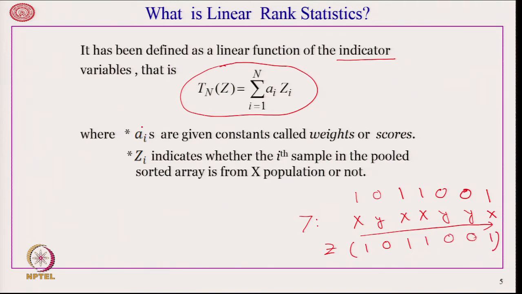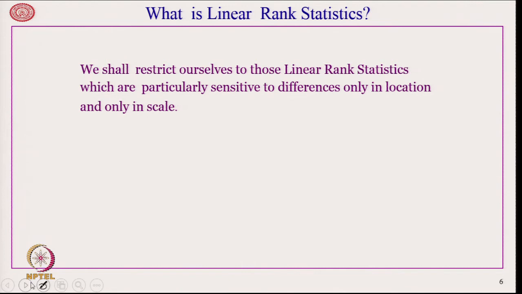Now, what is a_i? a_i is a coefficient. Depending upon the nature of the test, we will use different a_i's, as we will see later or have already seen. Therefore, T_n(z) is equal to the dot product of the a vector with z written as a column. For this course, we shall restrict ourselves only to those linear rank statistics which are particularly sensitive to differences in location, that is median, and in scale, that is spread.